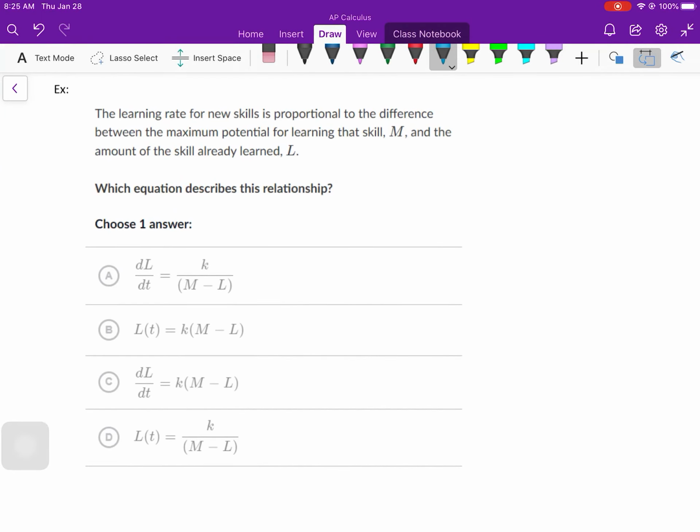And last, the learning rate for new skills is proportional to the difference between the maximum potential for learning that skill M and the amount of the skill. So once again, we have another difference problem. I think this is more of a practice problem for you guys. Difference between M and L. And once again, it's the rate, so we're going to be looking for the derivative equal to it. So the derivative is equal to, and it's just regular proportional, not inversely proportional. So it's that one there.